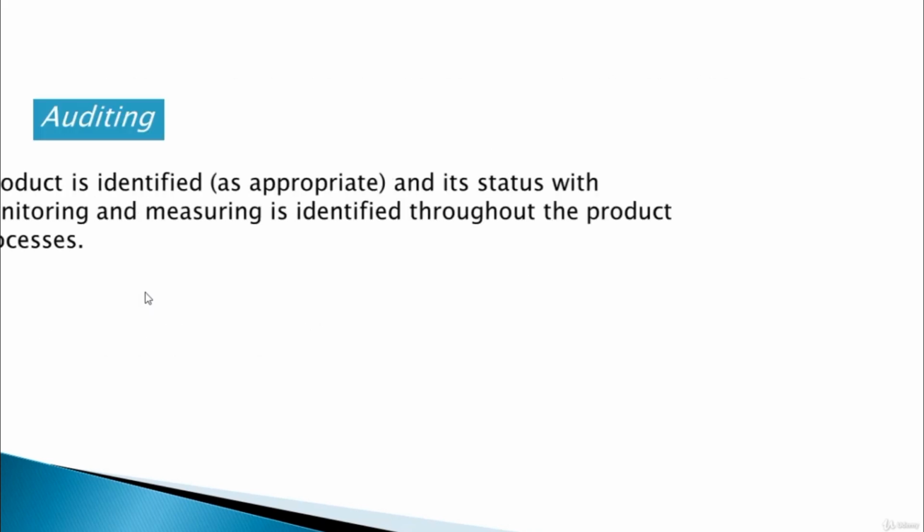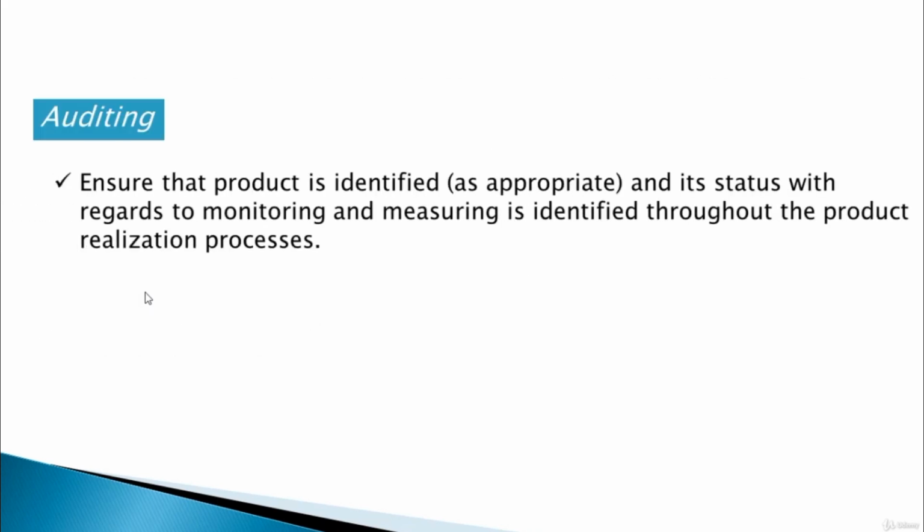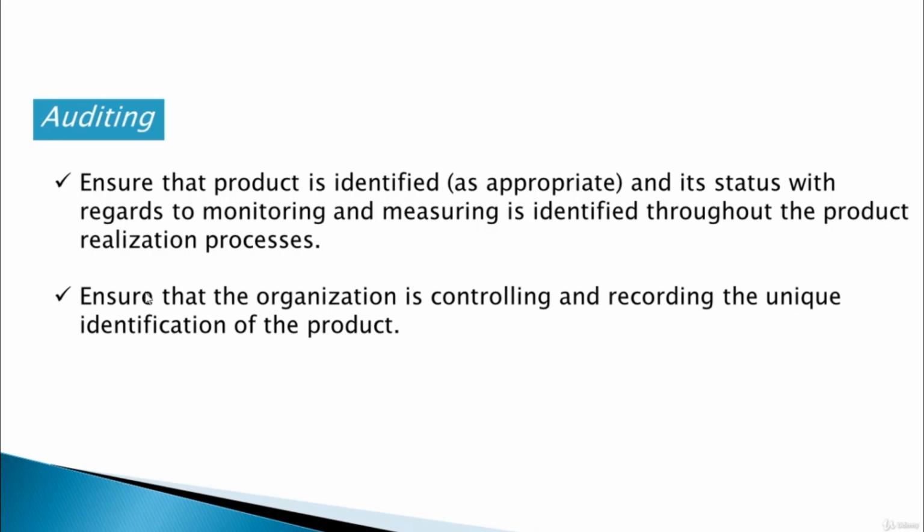As for auditing this requirement, the auditor needs to ensure that the products are identified as appropriate, and its status with regards to monitoring and measuring is identified throughout the product realization processes. The auditor also needs to ensure that the organization is controlling and recording the unique identification of the product.